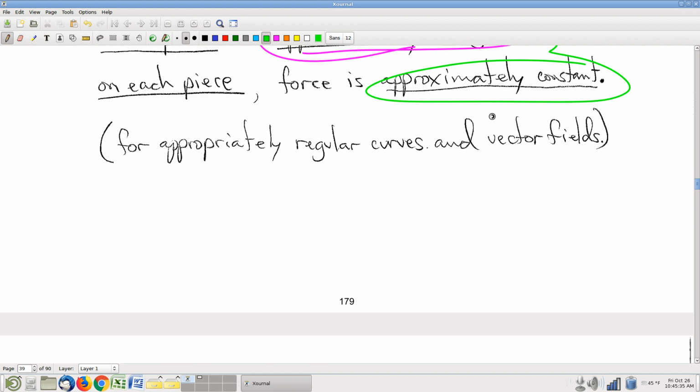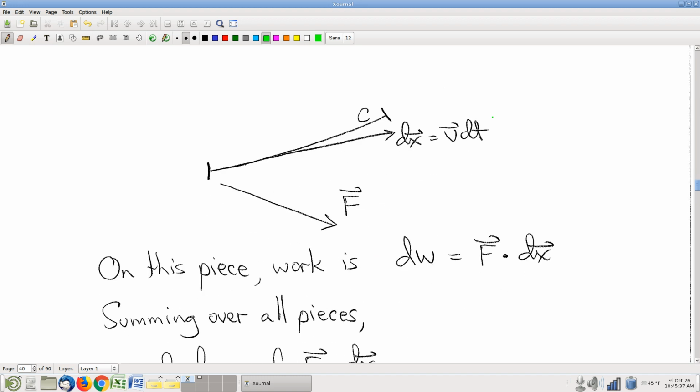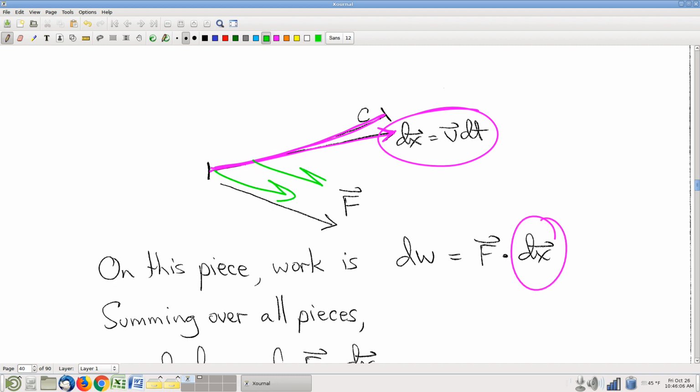And so the problem looks like this, pretty much, on one of these little pieces of curve. On a little piece of curve, which, by the way, is well approximated by the displacement differential dx. Reminder, we already know the formula for dx. So if I displace by this amount dx, while applying this, for the purposes of this calculation, effectively constant force F, here's the amount of work that it takes to move along that little piece of the curve.